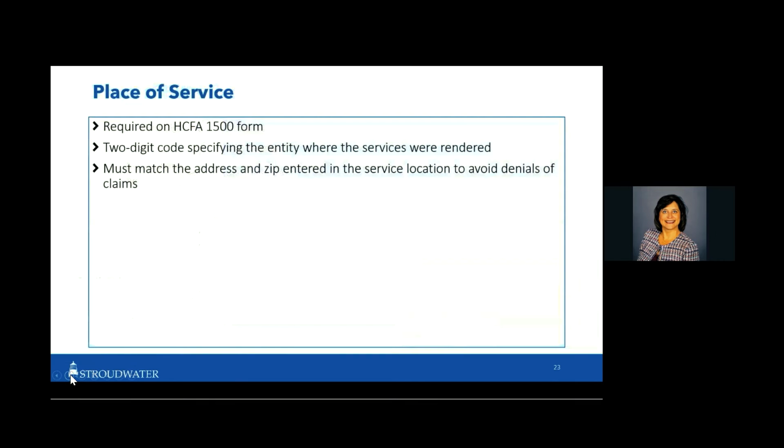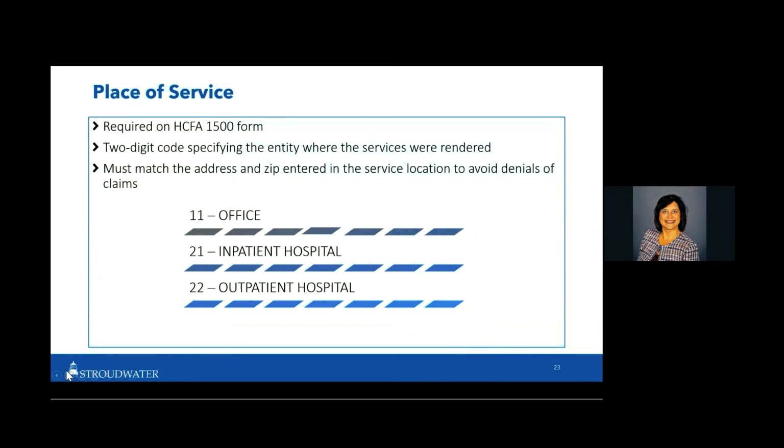Going to the next one, talking about place of service. It's used on a 1500 form, and it's a 2-digit code without a leading 0. And it must match the address and zip entered in the service location. If they don't match, I know that I've worked on many claims where the service location was set up as an inpatient hospital, and yet when the claim went out the door, it went with a place of service of 11, and that causes issues and challenges.